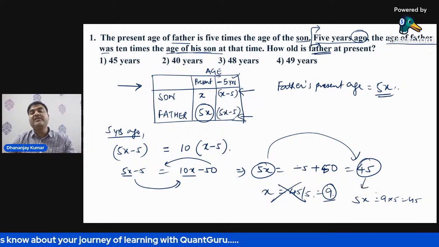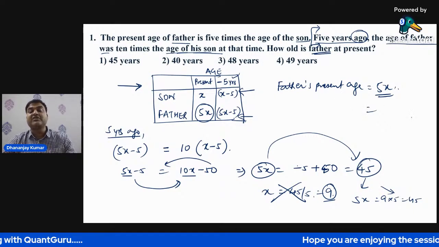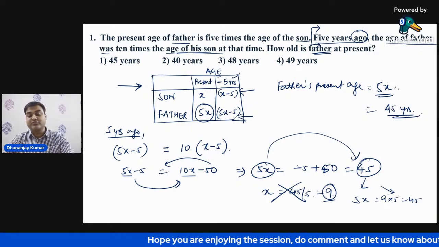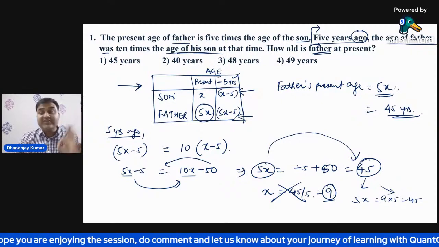So once you are dividing, another time you are multiplying, right? So the father's present age is 5x, which is nothing but 45. 45 years is the right answer. Hope you have understood how to find the answer in an efficient manner. This is very much required.